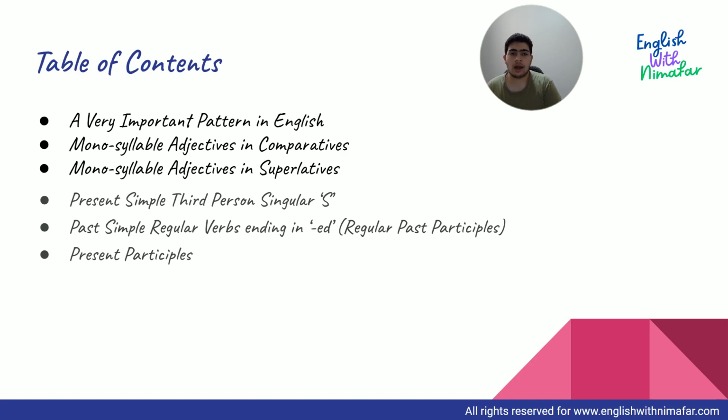Past simple regular verbs, not those irregular. For example, buy becomes bought. We're not going to talk about that because it's pretty simple and we need to memorize that. But for example, study becomes studied, or played, or stopped. We're going to talk about that. We also call it regular past participles, and present participle means the ing form, like playing, stopping, moving, living, traveling, and so on.